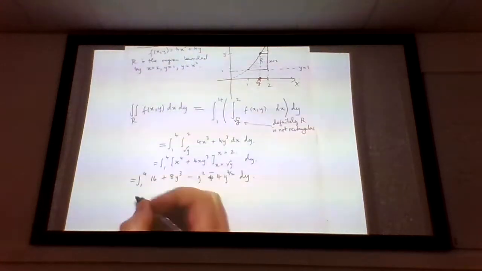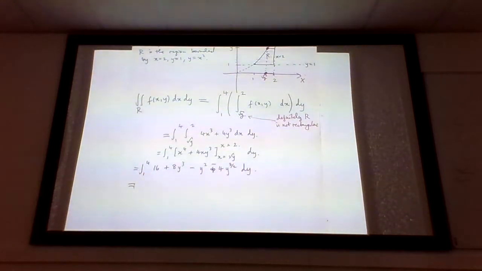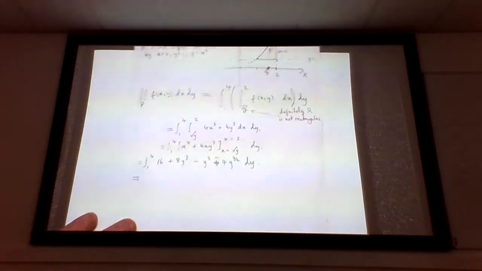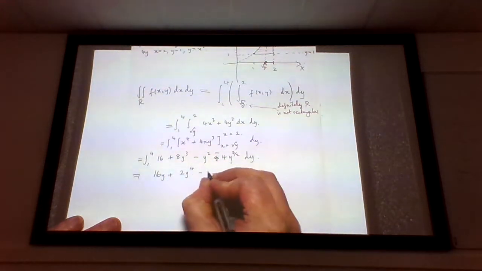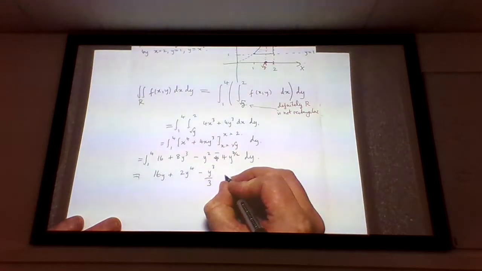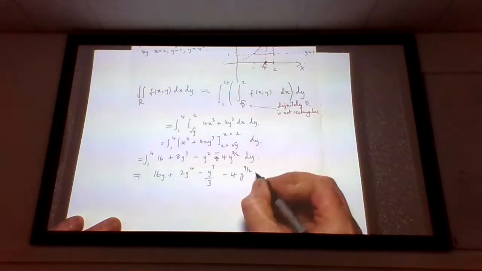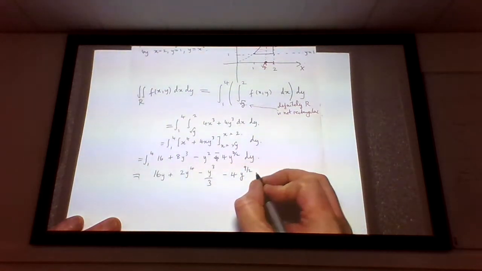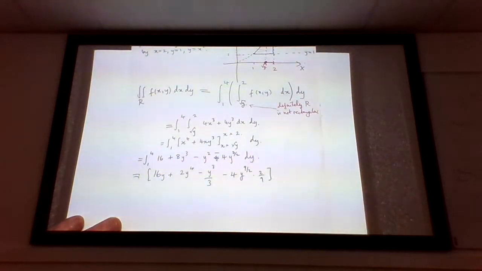But now, to continue the evaluation, we just have an integral with respect to y of a polynomial function. So we can just proceed with our standard techniques of integration. So this will integrate to 16y plus 2y to the 4 minus y cubed over 3 minus 4y to the 9 over 2, and then divided by 9 over 2, which is to multiply by 2 over 9, isn't it? Yep. And this all gets evaluated at 1 and 4, limits for the y.